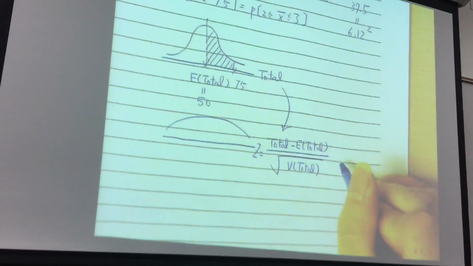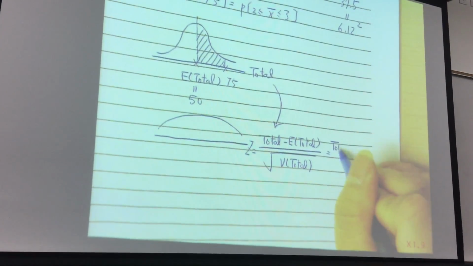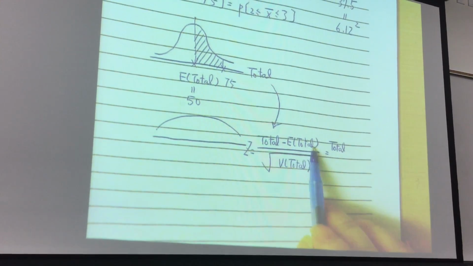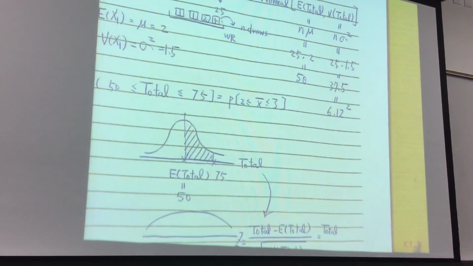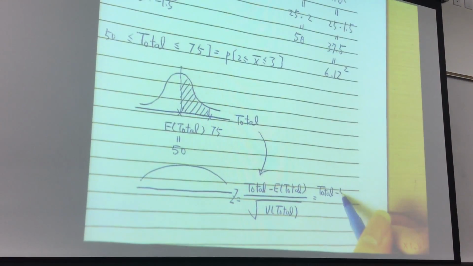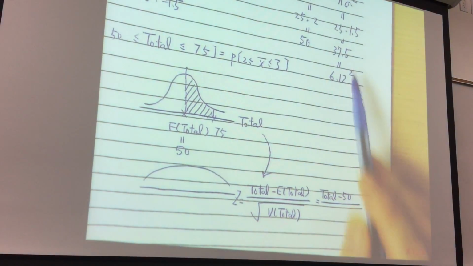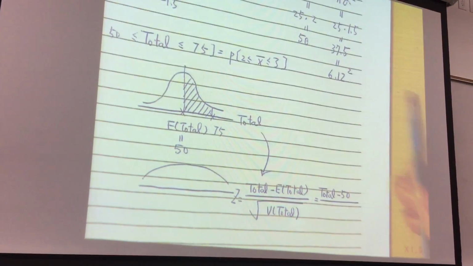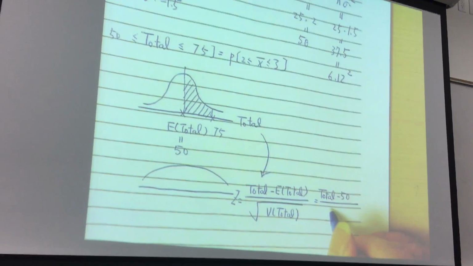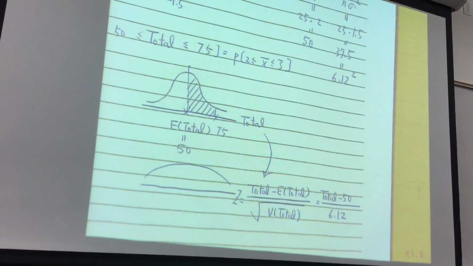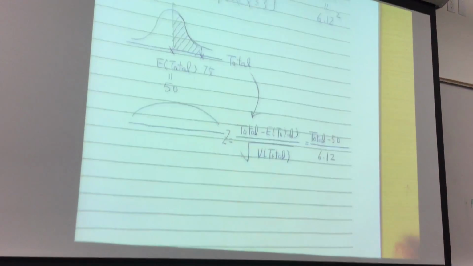In our case here, the expected value of the sample total is how much? It is 50. Do you see that? So replace by 50. And the square root of the variance of the sample total, 6.12 squared, you take the square root, is what? 6.12. Okay, this is the way you standardize it.